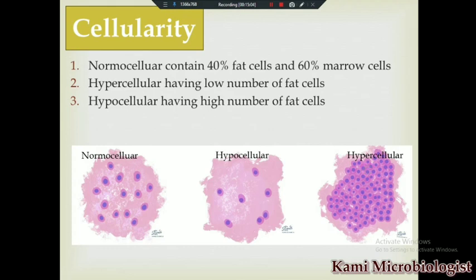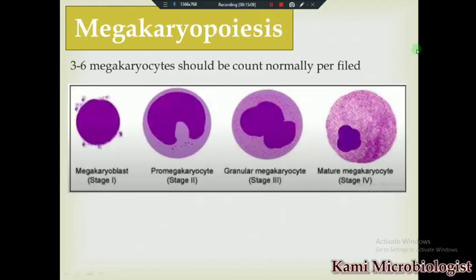So this is about the cellularity. We will check the cellularity of the bone marrow. After that we will check the megakaryopoiesis. Megakaryopoiesis means the stage through which we can get the megakaryocytes, or it is actually the bone cells as well, and it is important to give rise to platelets and other cells as well.